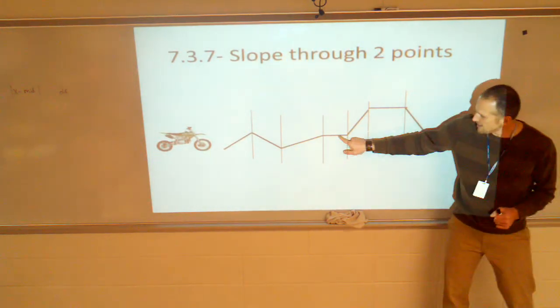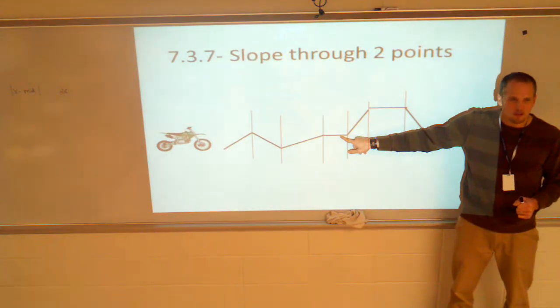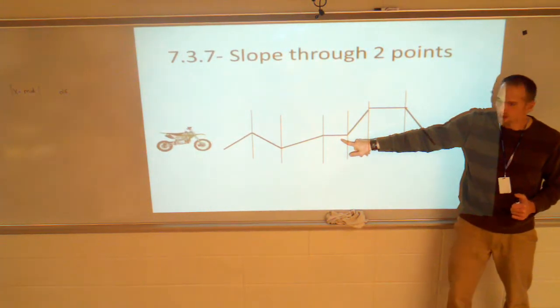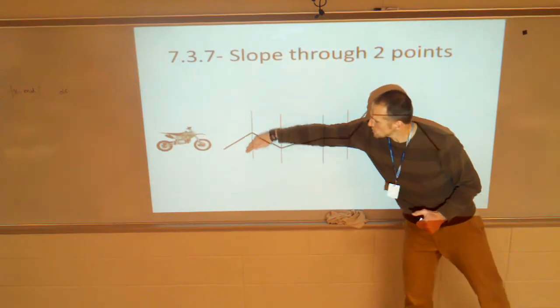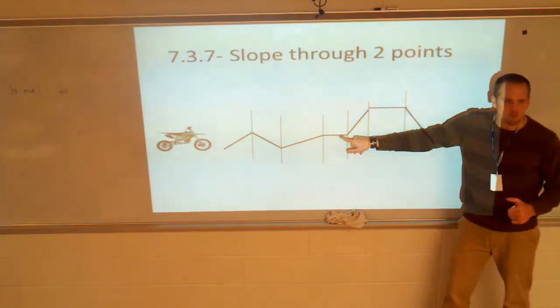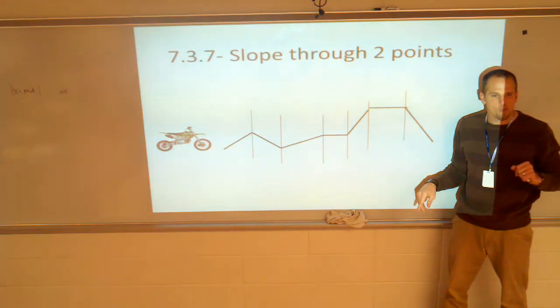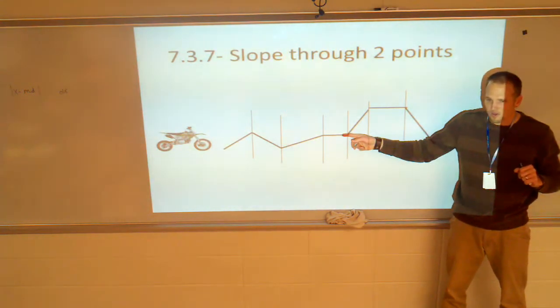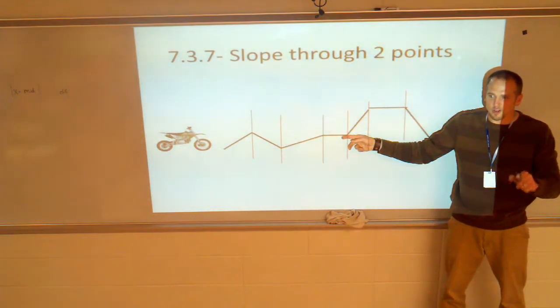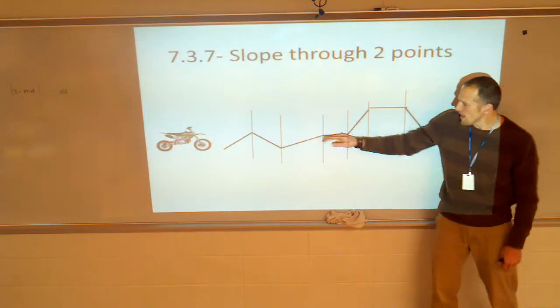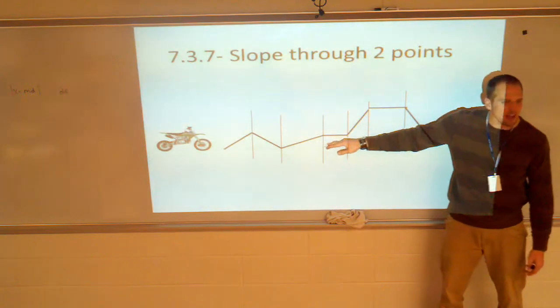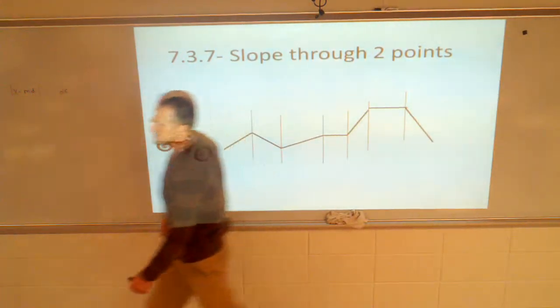Now, look at this line right here. What do you think the slope is of this? This was positive. This was negative. What's that slope? Neutral. It's flat. It's neutral. Give me a number that's neutral. 0. Okay? A line that's completely flat like this has a slope of 0.